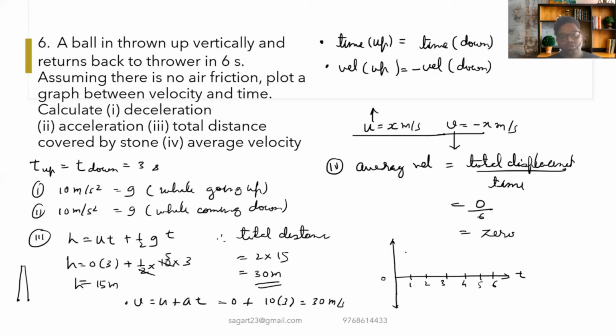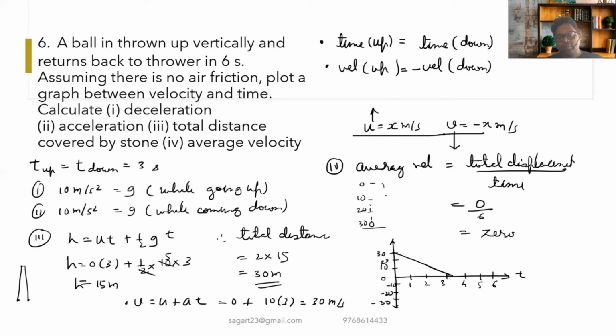Okay. So now if you assume the velocity going up to be positive, so 1, 2, 3, that is 30, and this will be minus 10, minus 20, and minus 30. So the velocity when the ball left the ground is 30, then it becomes 20, then it becomes 10, and here it becomes 0 at the third second. So that is what is happening over here. In 3 seconds, the velocity from 30 becomes 0.